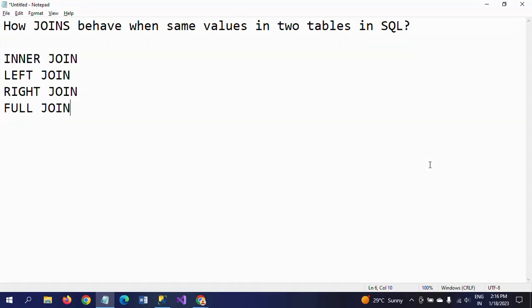Today I will show a demo on one frequently asked interview question in SQL on joins. How joins will behave when same values exist in two tables in SQL. So we know there are different types of joins: inner join, left join, right join, and full join in SQL. So when the values of the two tables are similar, how will these joins act? That is what I will show in this demo.